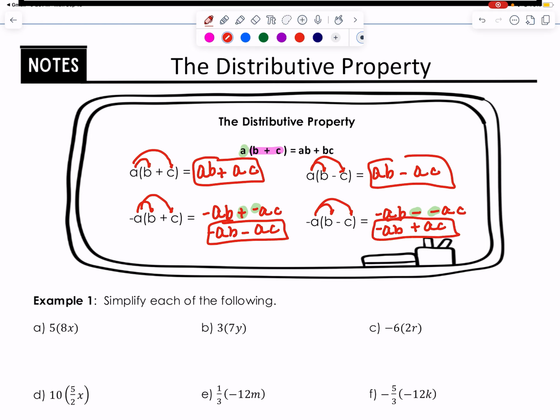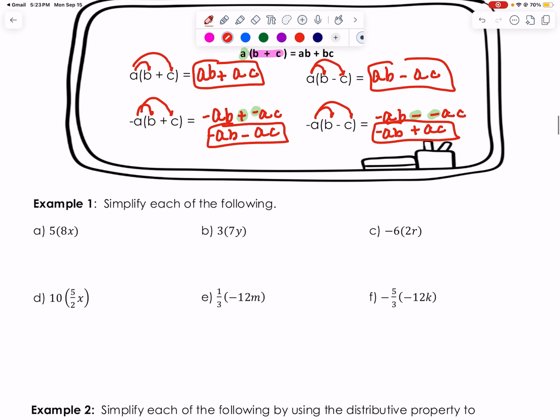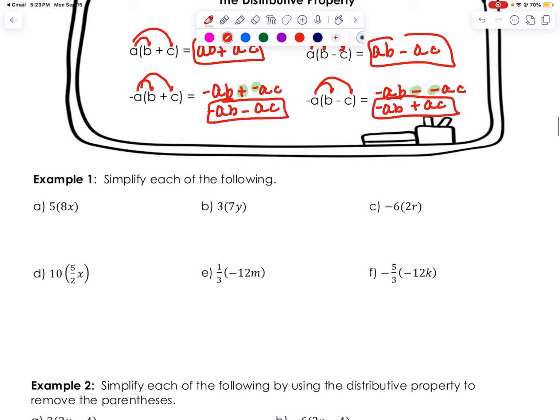All right, now let's look at some examples with monomials. Remember, monomial simply means one term. So in problem A, we're multiplying 5 times 8x. That would just give us 40x. In problem B, 3 times 7y would give us 21y.